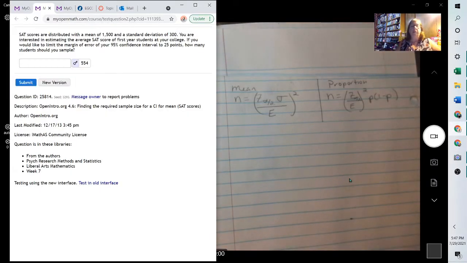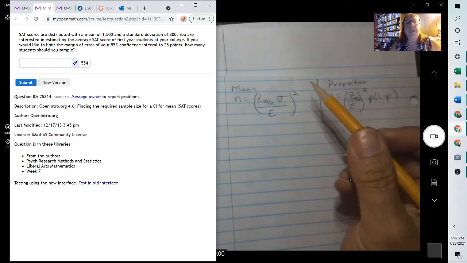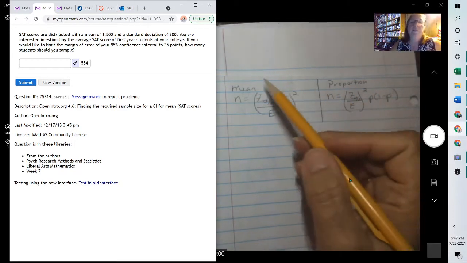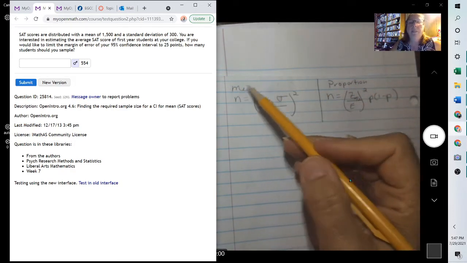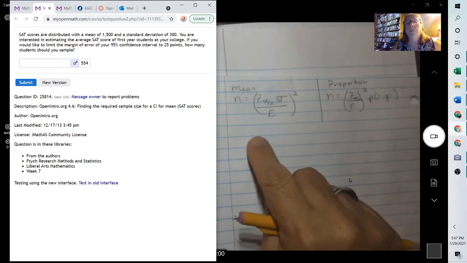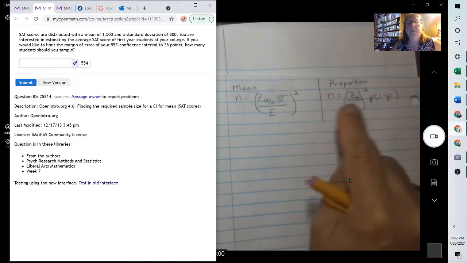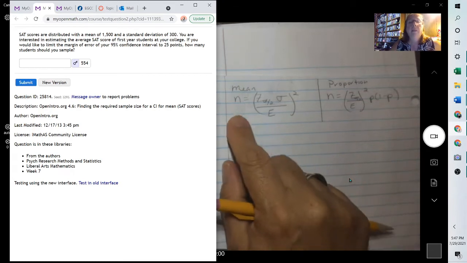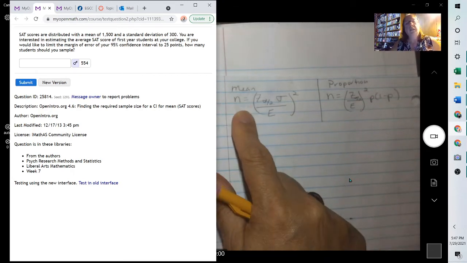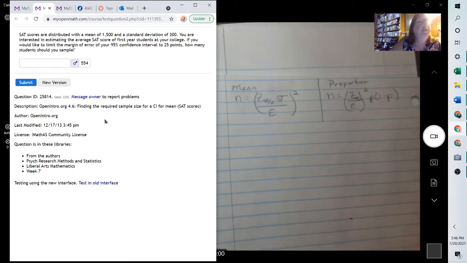The next two problems I'm going to do are for sample size. There are two different formulas depending on if the problem is a mean or a proportion, and that helps you decide what your formula will be. The first one, the mean, is this problem here.